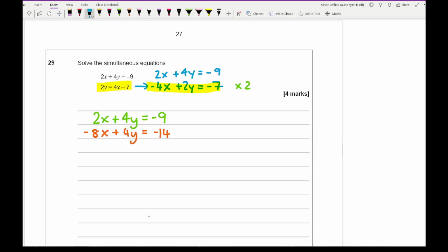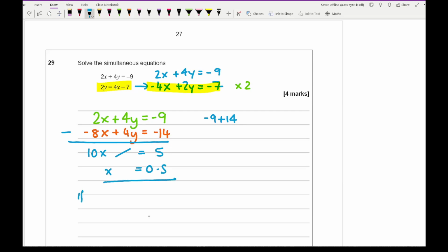Now with this, because my y's are the same quantity and they're both positive and the same sign, I take away the two equations. So 2x minus minus 8x is 10x. The y's disappear, and minus 9 minus minus 14 becomes minus 9 plus 14, which is 5. So then x equals 0.5.